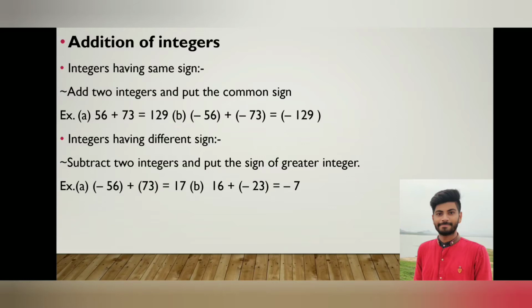Then the next, 16 plus minus 23. Here both integers have different sign. So we will do the subtraction 23 minus 16. Just subtract the values. Okay, so 23 minus 16 we will get 7. And then you have to put the sign of greater integer, that is 23. So we will put the minus sign of 23. Okay, so we will get minus 7.